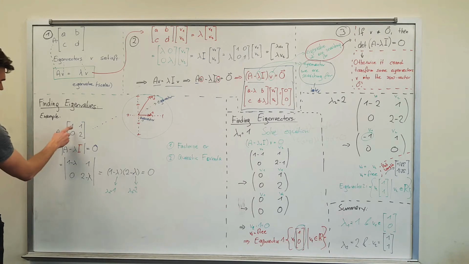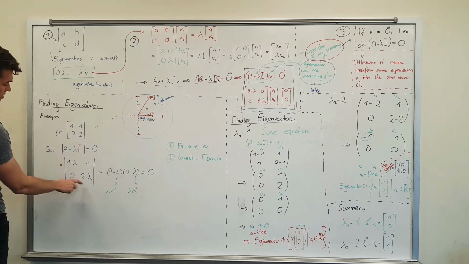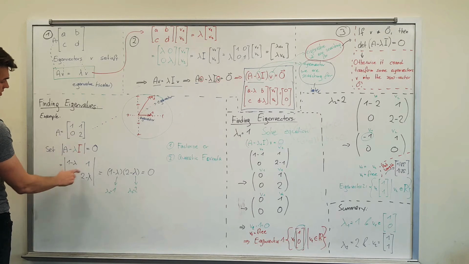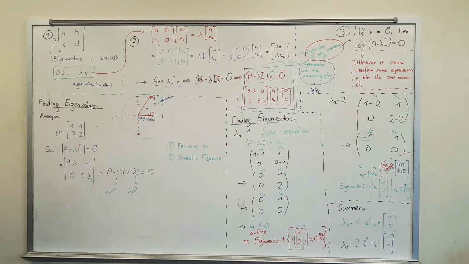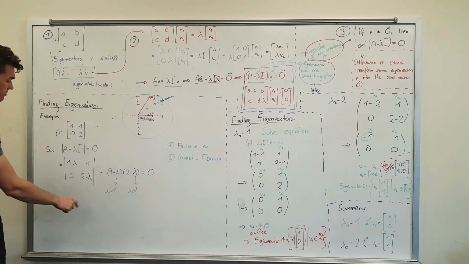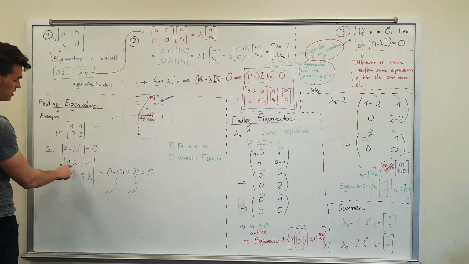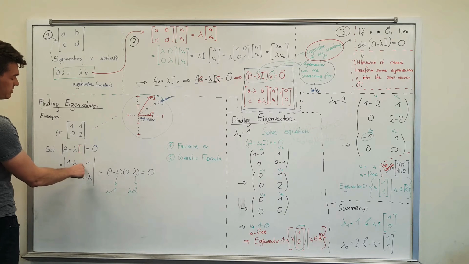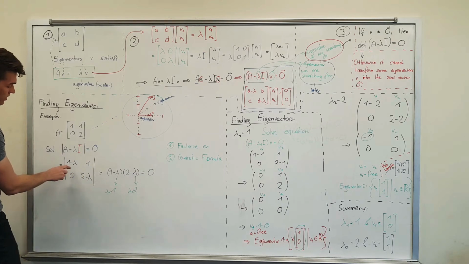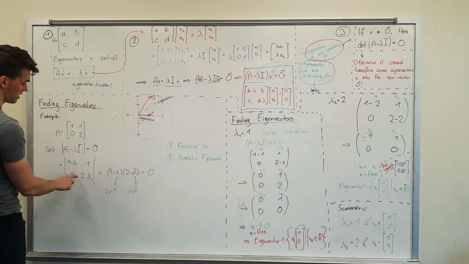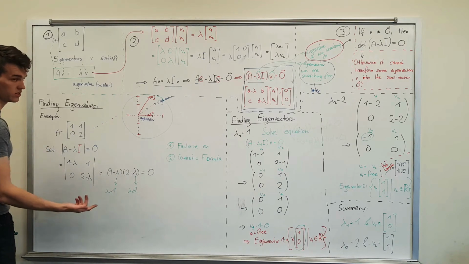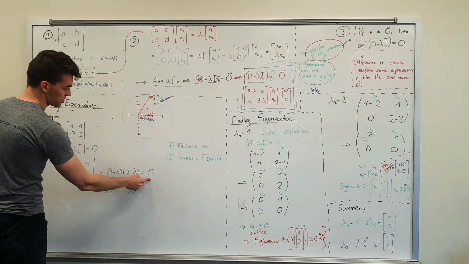So we just say here 1 minus lambda, 2 minus lambda, and these stay the same. And now you should know how to calculate the determinant of this matrix. It's just this thing here times this thing here, minus this thing times this thing. So (1 minus lambda) times (2 minus lambda) minus 1 times 0, and this should equal 0.